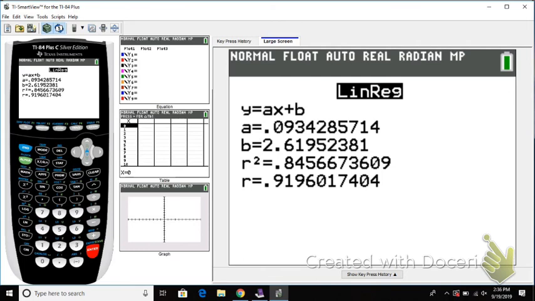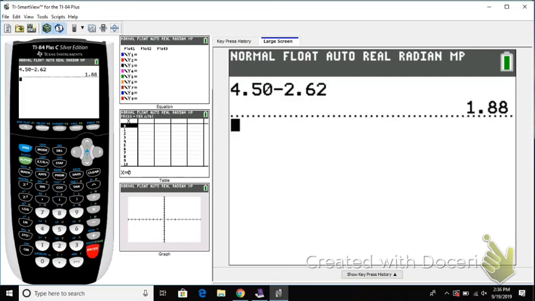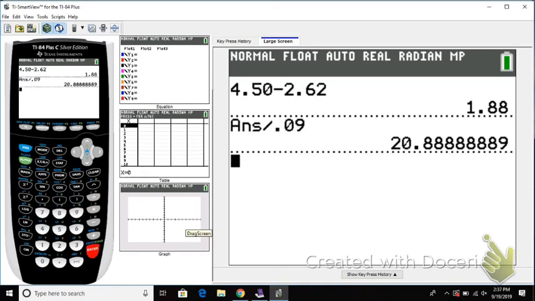Y. And for my Y, I have 4.50 is equal to all of this, and it's just an algebra problem now. So you have to subtract your $2.62 over. And then what am I going to divide by? 0.09. And I get 20.888. So what would be represented by the year 20? 2018.